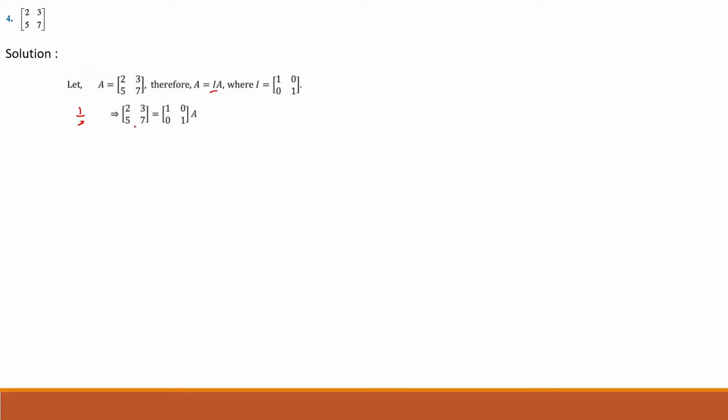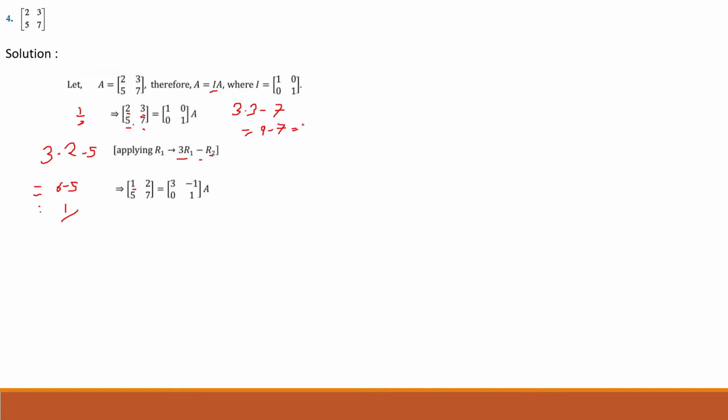So what we will do is, यहाँ पे 5 है, we can do 3 into 2 which is 6 and 6 minus 5 is 1. That means the transformation must be 3R1 minus R2 अगर हम करते हैं, so this will be 1. Similarly for this also, 3 into 3 which is 9 minus 7 is equal to 2. Also for this matrix it is 3 into 1, 3 minus 0 which is 3, and 0 minus 1 is minus 1.